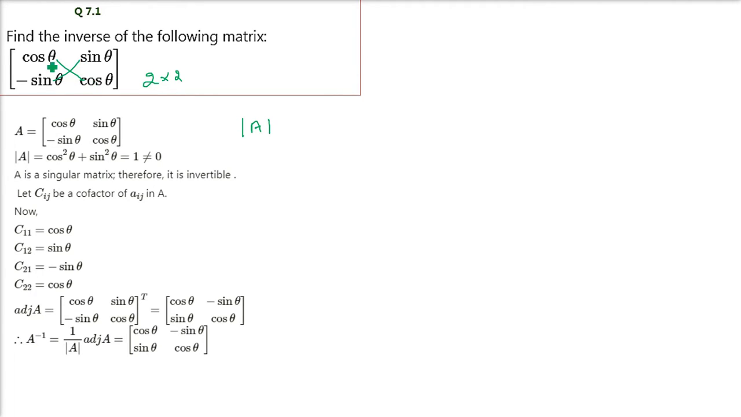So just cross multiply: cos into cos, that is going to be cos square theta, and sine into sine is sine square theta. We already have a negative sign, so minus minus will become plus. So cos square theta plus sine square theta is equal to 1. So this determinant is not equal to 0. So A is a non-singular matrix. Non-singular means determinant is not equal to 0, and singular means determinant has to be 0. Therefore, this matrix, which is a square matrix, is invertible because A is non-singular.